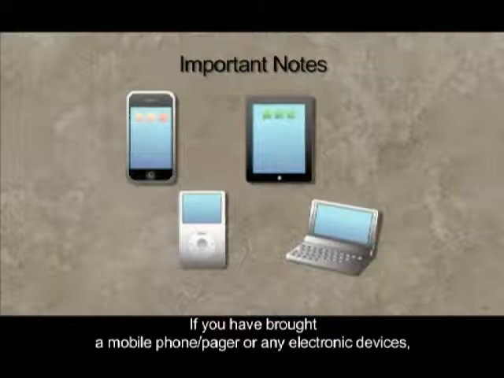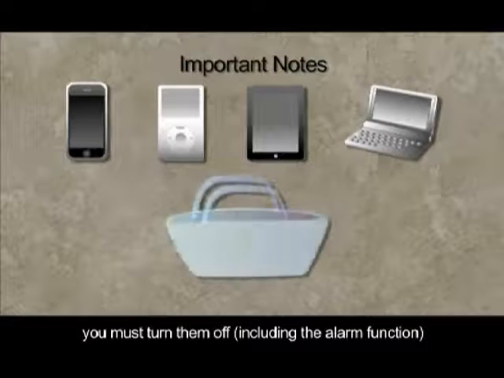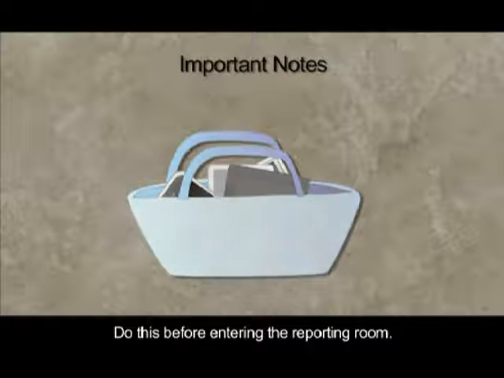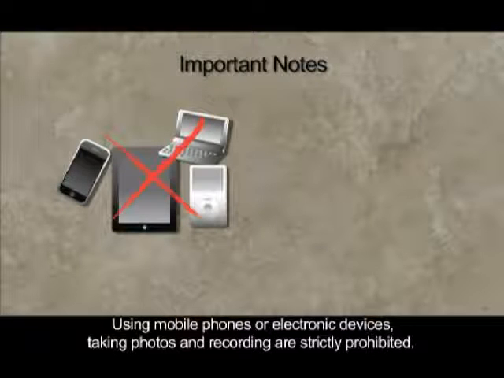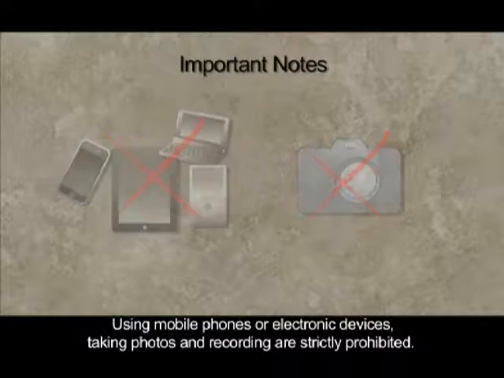If you have brought a mobile phone or pager or any electronic devices, you must turn them off, including the alarm function, and put them inside your bag. Do this before entering the reporting room. Using mobile phones or electronic devices, taking photos and recording are strictly prohibited.